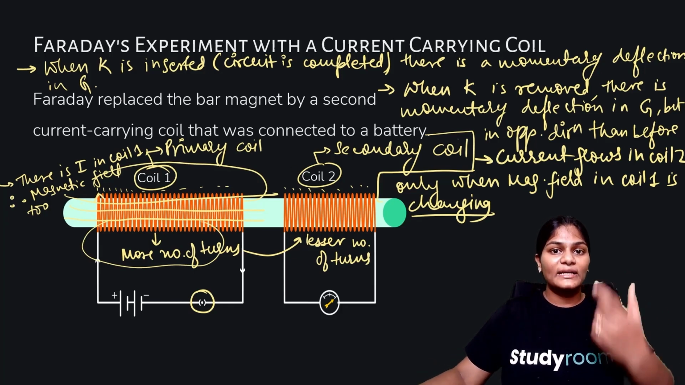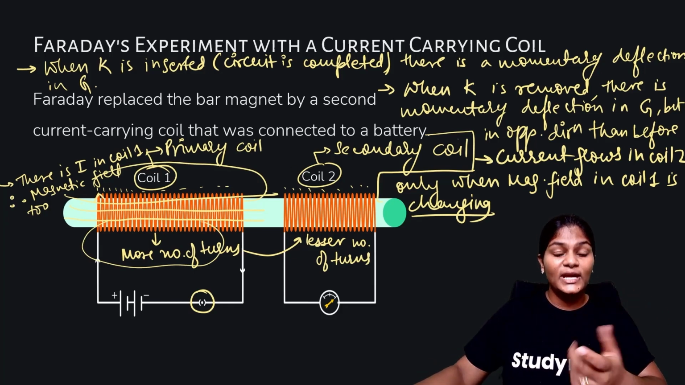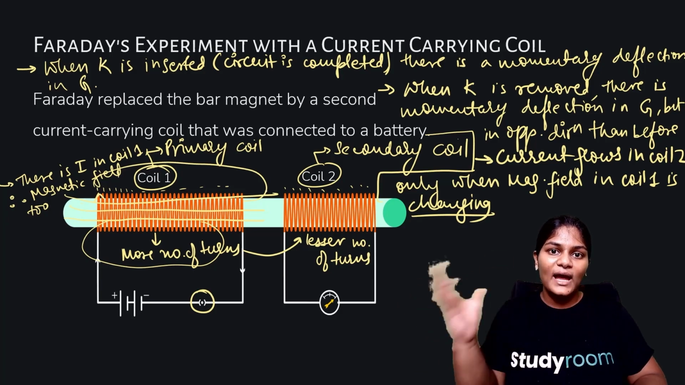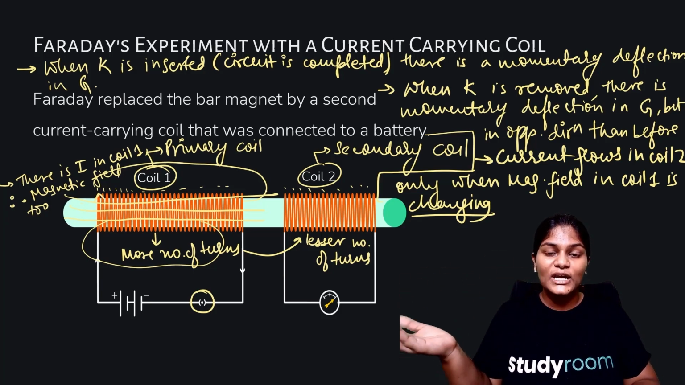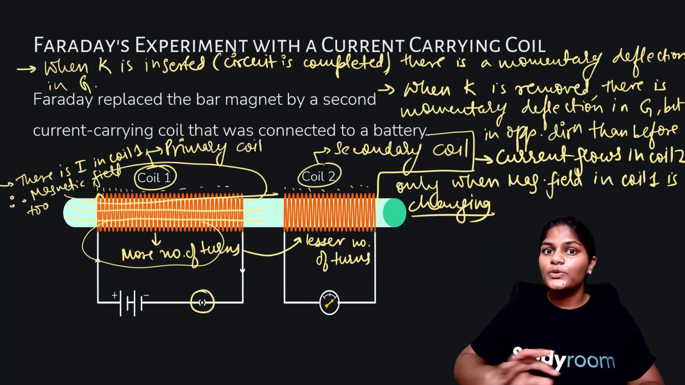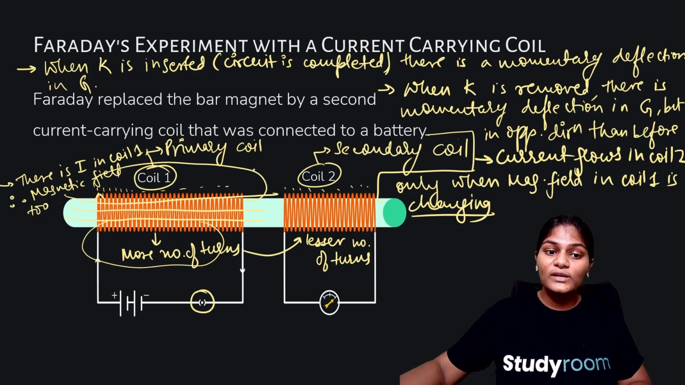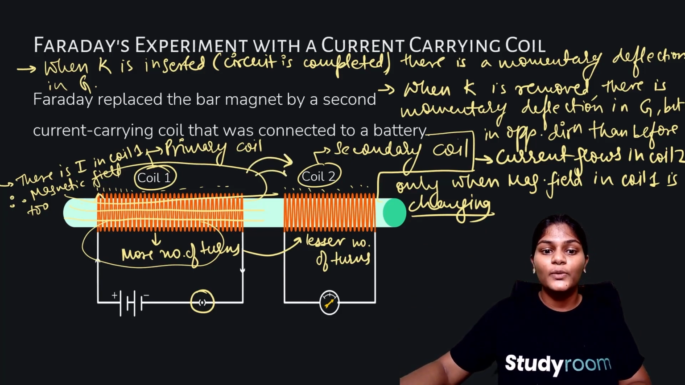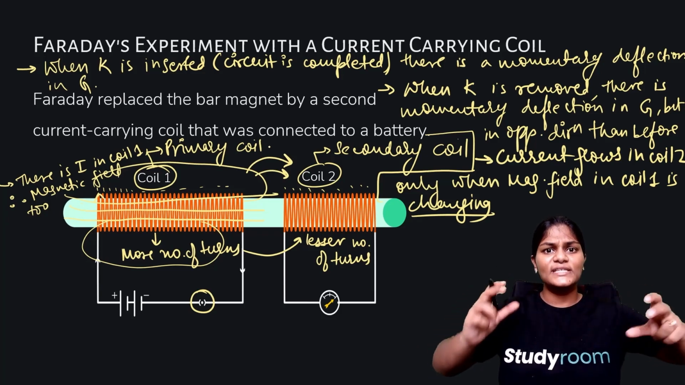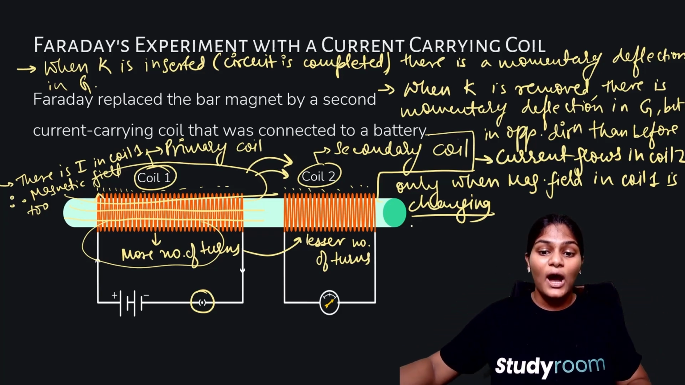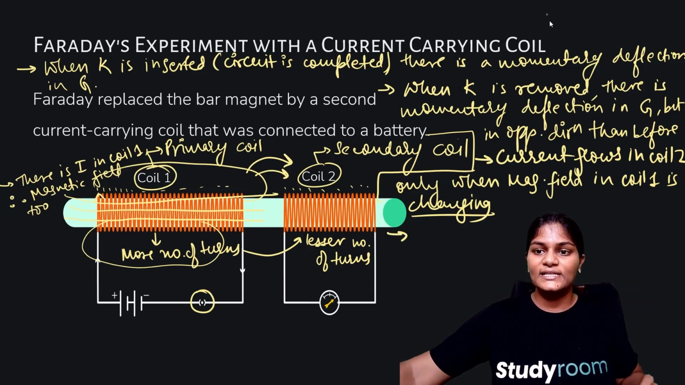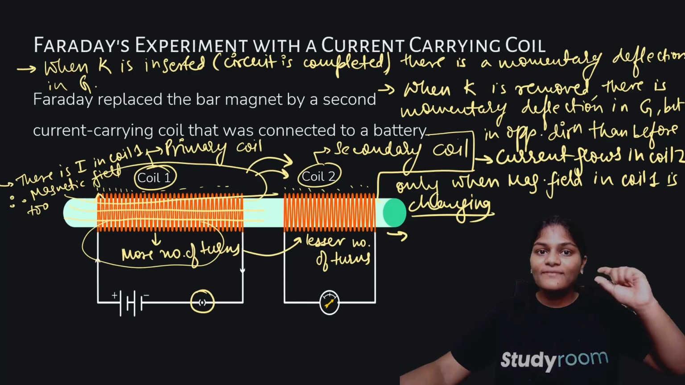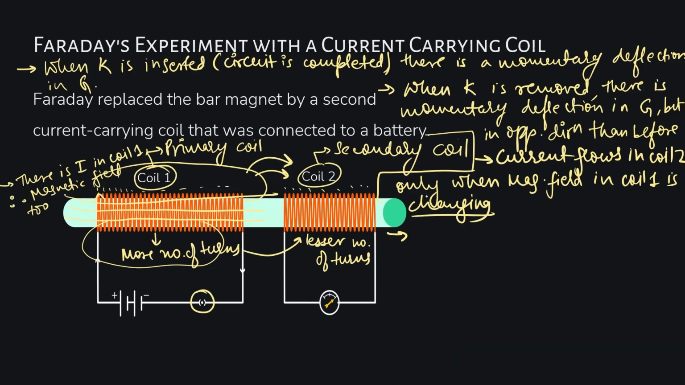So when the magnetic field around coil 1 is changing, obviously there would be some effect on coil 2 also, right? So the magnetic field around coil 2 is also changing because the coil 1 magnetic field has some influence on coil 2 also, because they're just nearby, right? So how do we write this point? We write this as, we know that only when the current is switched on and off, there is a deflection.